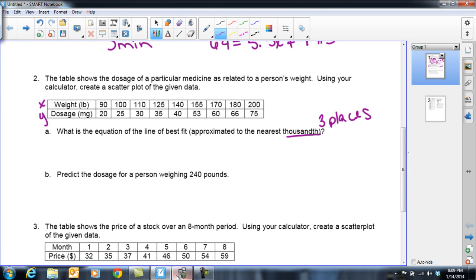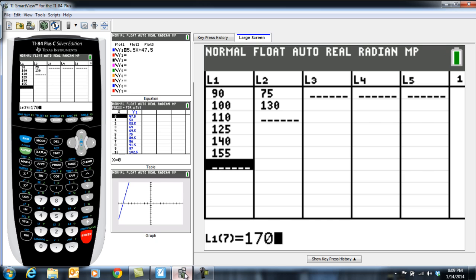And then I have 170, 180, and 200. So see, I messed up. If I want to fix it, I can just arrow up until I'm back over that, and I can just retype over it, and it will fix. Now I'm gonna pause for just a minute and enter my y values. You should do the same thing.